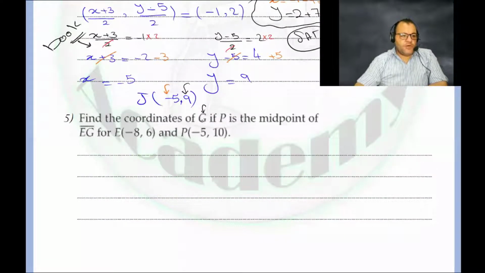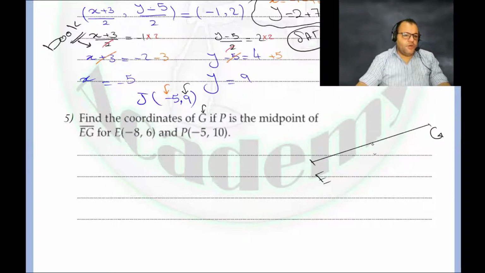Find the coordinate of the point G. P is the midpoint of EG. So we have a line segment, that is the line segment that we have. This point is called E and G, where P is the midpoint. And the point E is negative 8 and 6. The point P is negative 5 and 10. We need to find the coordinate of the point G, which is X and Y.